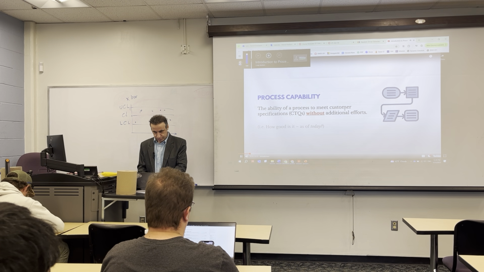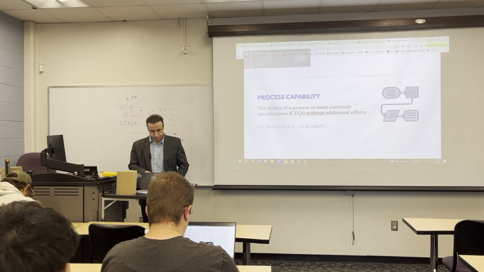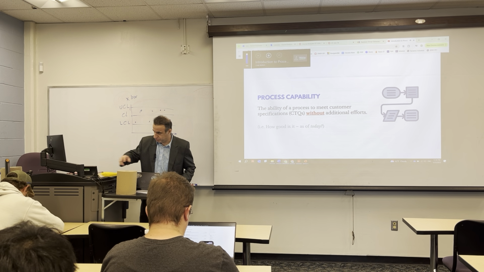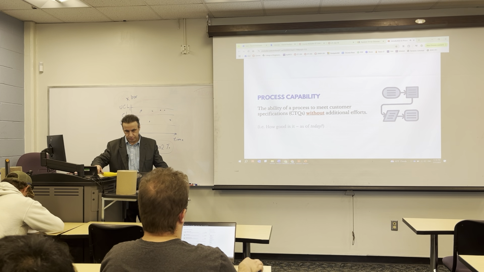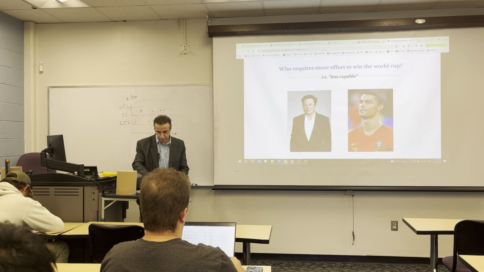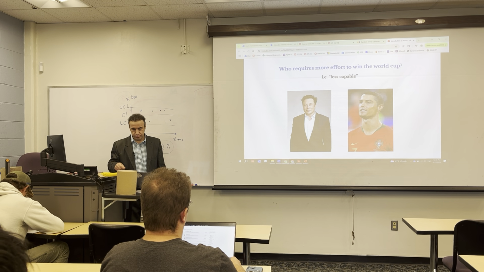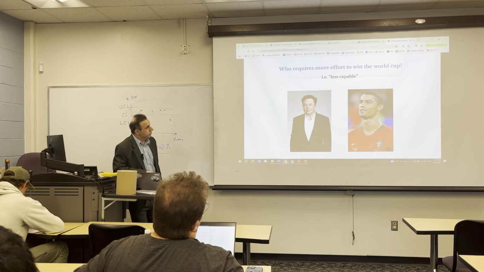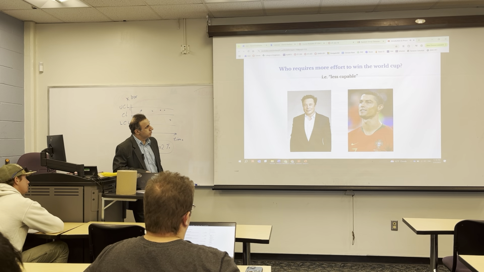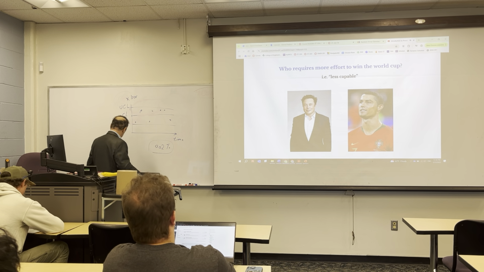Process capability is the ability of a process to meet customer specifications, to meet their CTQs, without additional efforts. So the question is, how good is it as of today? Where are we right now? Here's just a quick, fun question. Who requires more effort to win the World Cup? Whoever requires more effort is going to be less capable. For this example, Elon Musk, he's not a soccer player, so he's going to be less capable of winning the World Cup. Ronaldo, we'd say, would be more capable at this point in time.